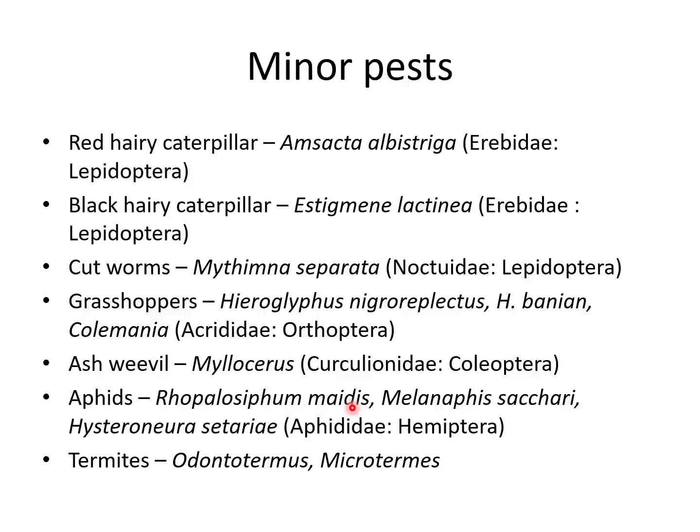Ash weevil, Myllocerus, belongs to the family Curculionidae. Then aphids, the same kind of aphids which we have studied in wheat, Rhopalosiphum and Melanaphis. Termites, Odontotermes and Microtermes. We won't discuss the minor pests; we will discuss only the major pests in detail.